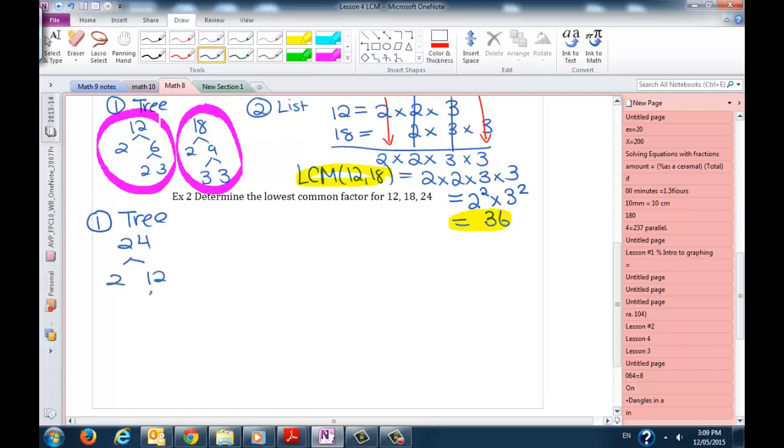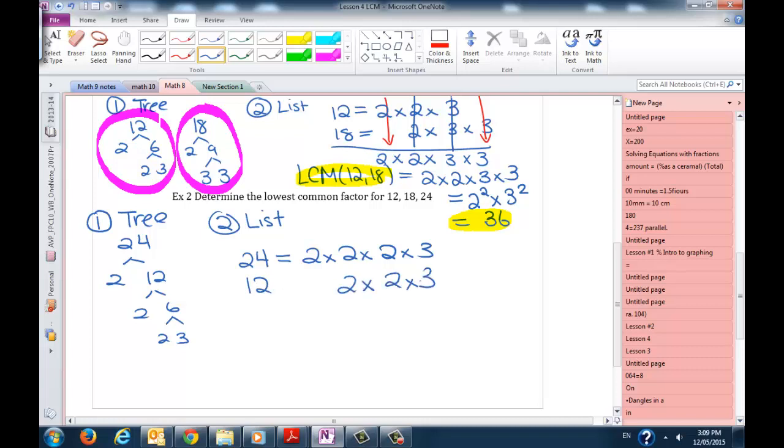So I get 2 and 12, 2 and 6, 2 and 3, and my second step is to list them, and I'm going to try and put them in a nice little order. Now I noticed that 24 has 3 2s, so I'm going to put him as my first one as I start to line them up. So I'm doing a little bit of forward thinking here as I line them up. Now 18 and 12. 12 has 2 2s, so 2 multiplied by 2 and then multiplied by a 3. And 18 is 2 multiplied by 3 multiplied by 3.